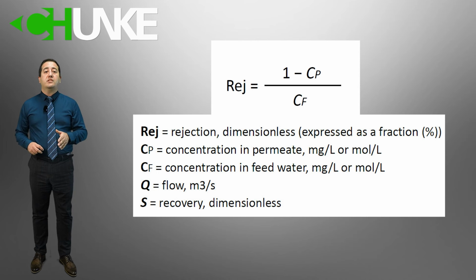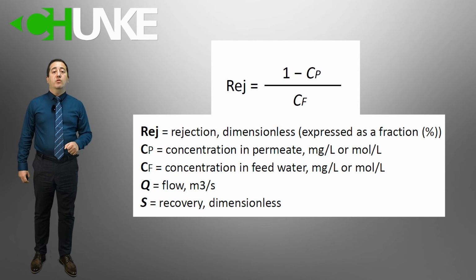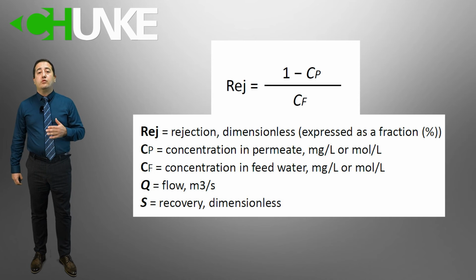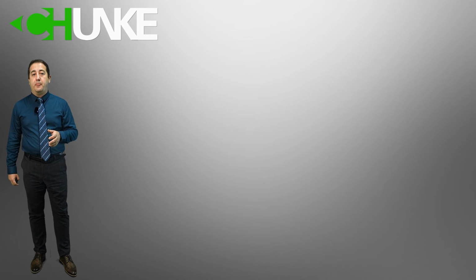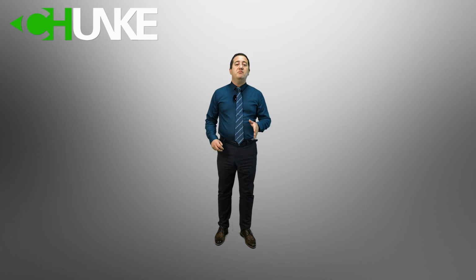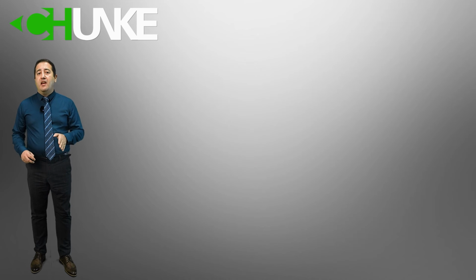Cp equals concentration in permeate. Cf is concentration in feed water. Rejection can be calculated for bulk parameters such as TDS or conductivity. Maybe it is better to explain with an example, such as we have brackish water.